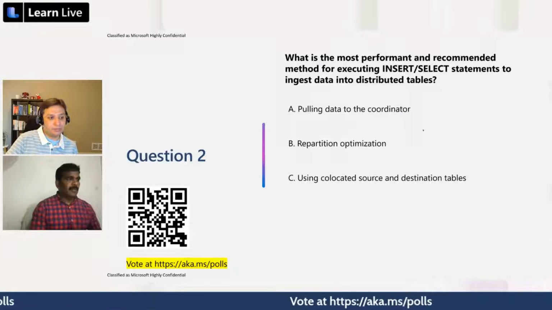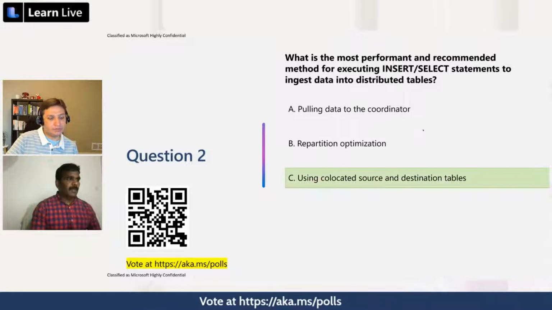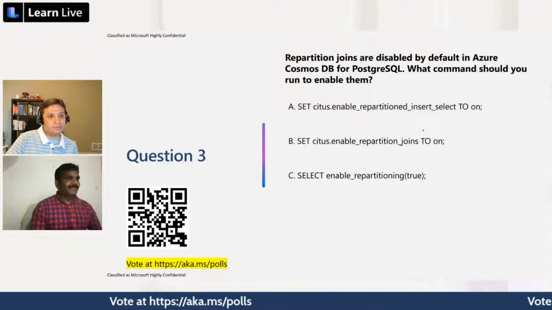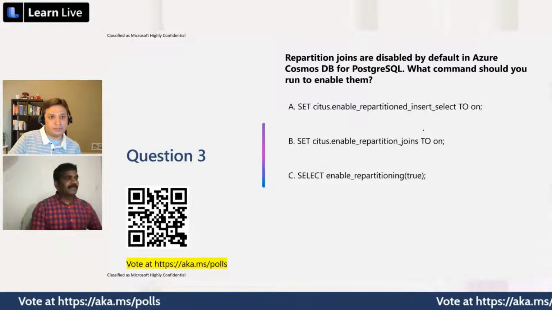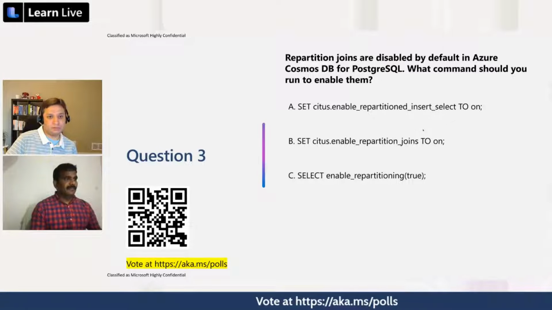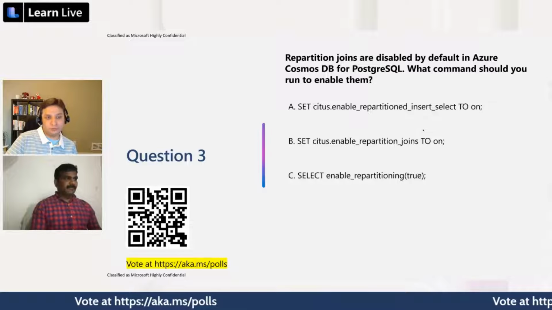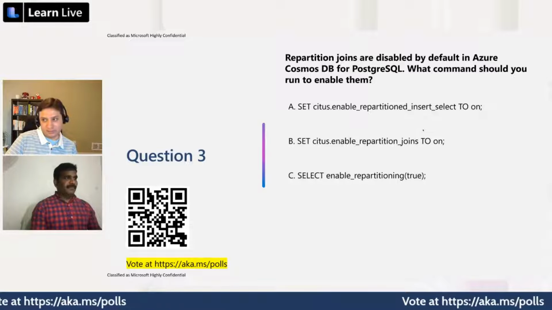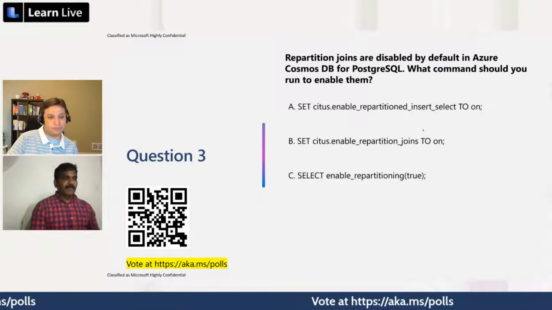Okay, down to the third and final question. Repartition joins are disabled by default in Azure Cosmos DB for PostgreSQL. What command should you use to enable them? I think we just did it, so probably the easiest one.